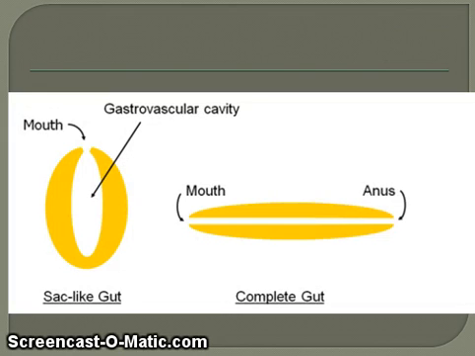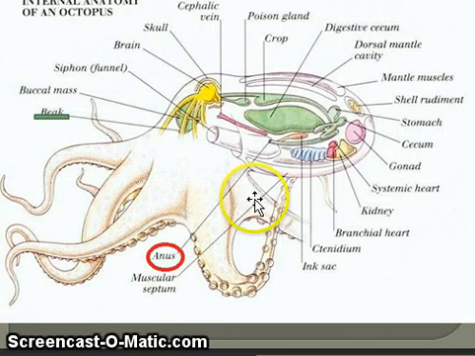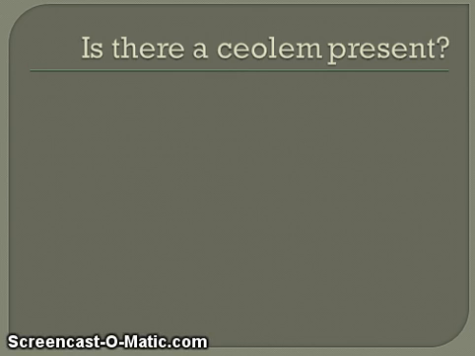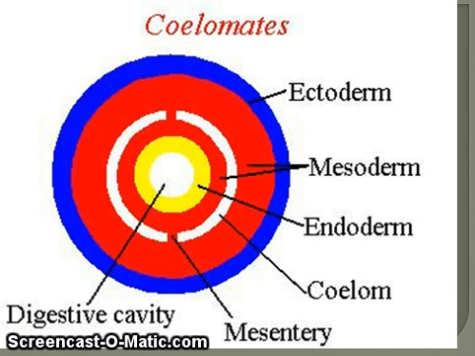What type of gut would an octopus have? Well, in the next photo, I will show you that an octopus consists of a mouth and an anus, which would mean that they have a complete gut, not a sac-like gut. Now, as we can see in this photo here, they have a beak where the food would go in and an anus where the waste would go out, thus a complete gut. Is there a coelom present in an octopus? Well, as octopi are triploblastic, yes, there would be a coelom present, as shown here.